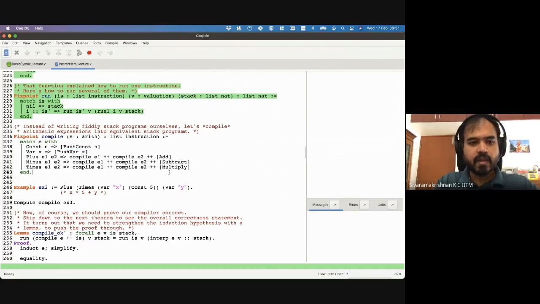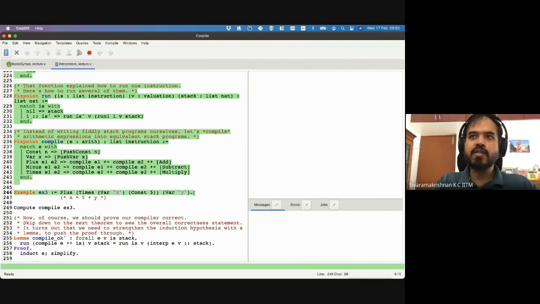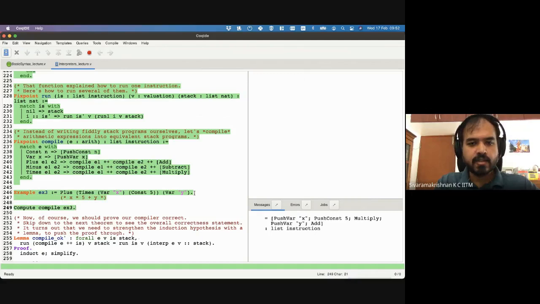So here is a simple example. This is X times 5 plus y. That's the original expression, and I want to see what is the result of compiling this. So what you get is this result, right?